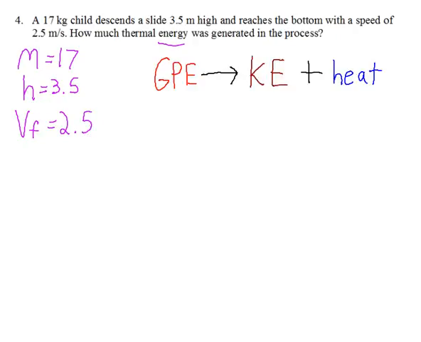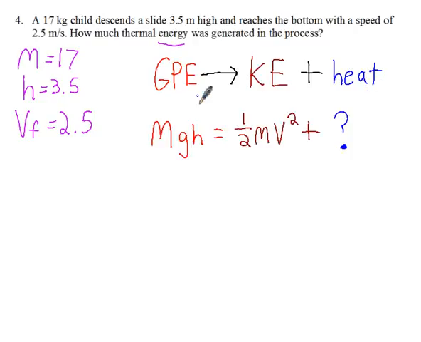The energy transformation going on in this problem is, at the top of the slide, you start with gravitational potential energy, and then that energy ends up getting spent in two ways. Some of it speeds the kid up as he goes down the slide, but the rest of it gets wasted as heat from friction on the way down.